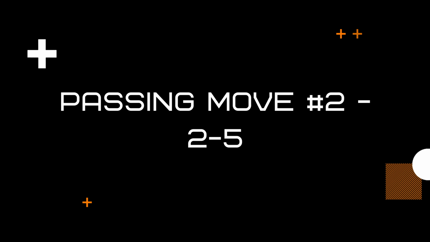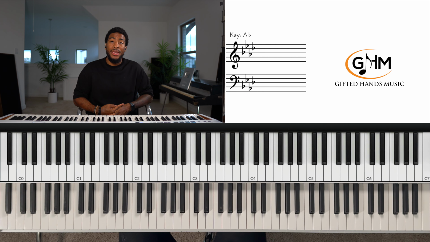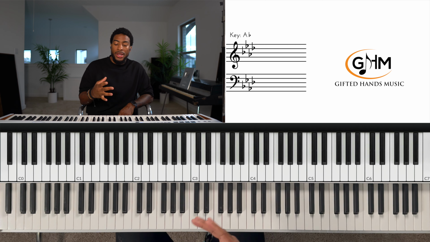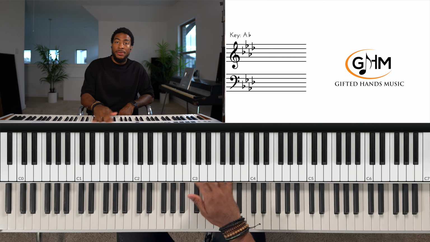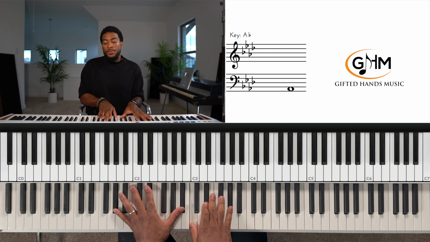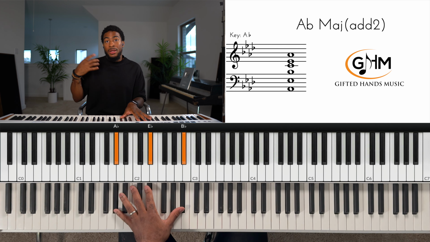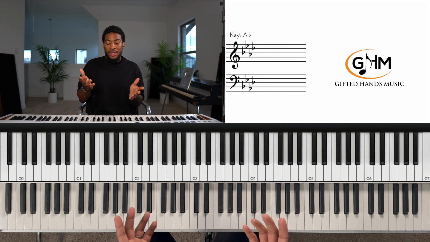The second essential gospel passing progression or movement is going to be a 2-5 progression, but we're going to do it a little bit different. It's not going to be a basic 2-5. We're going to stack dominant chords to create this cool, kind of out there sounding 2-5 progression. This builds on top of movement number one, the secondary dominant. Essentially, we're stacking two secondary dominants, right?